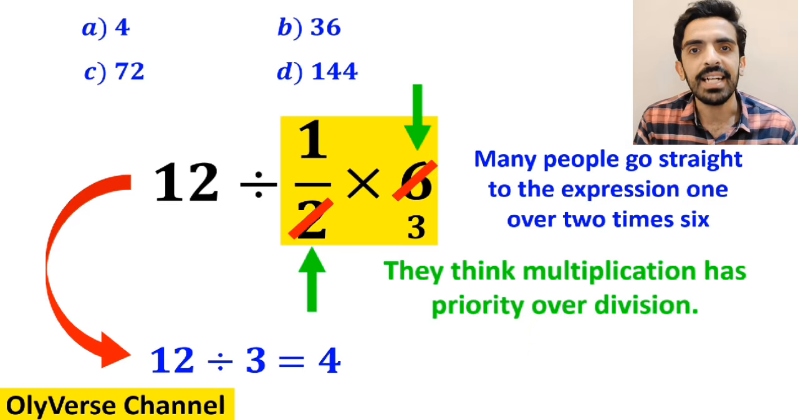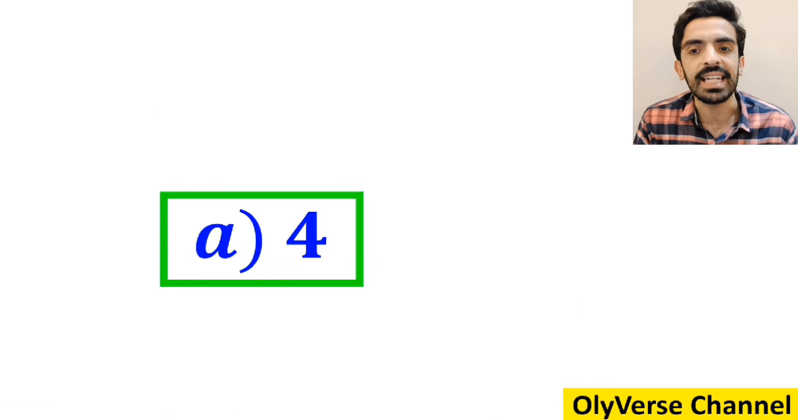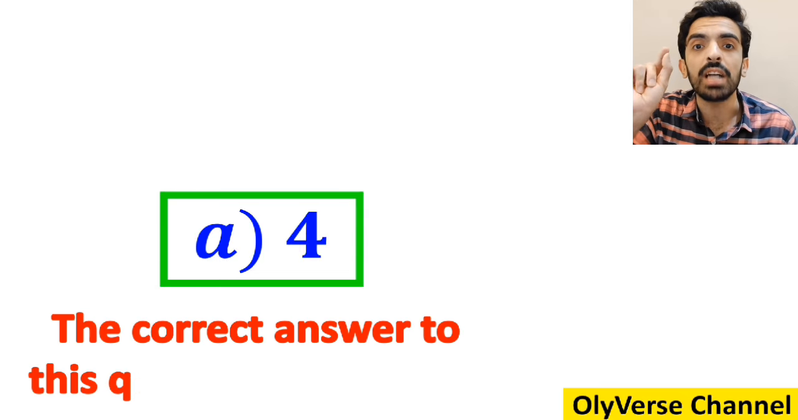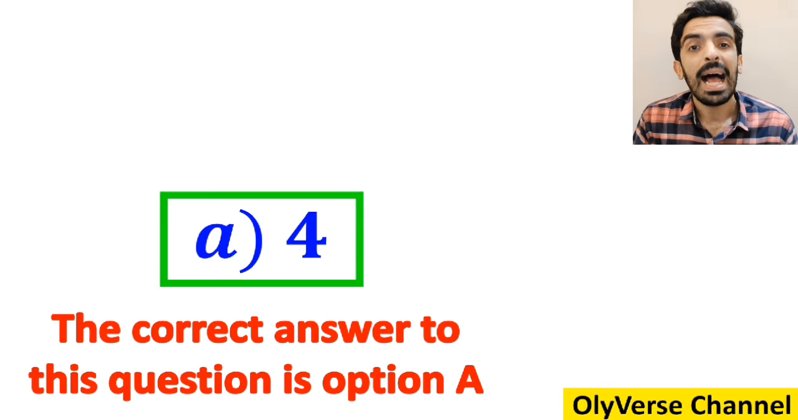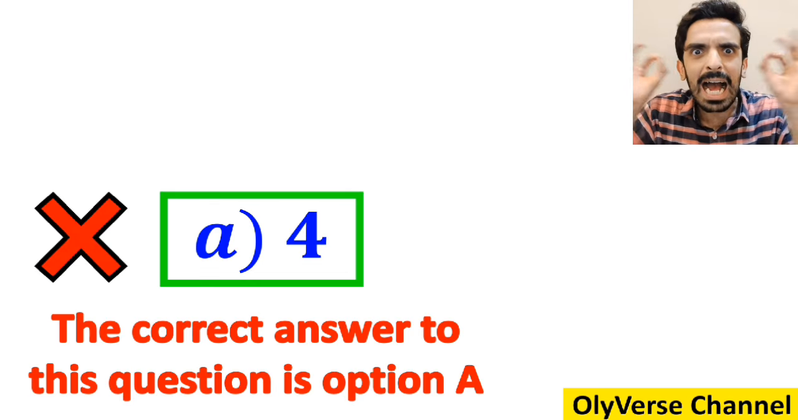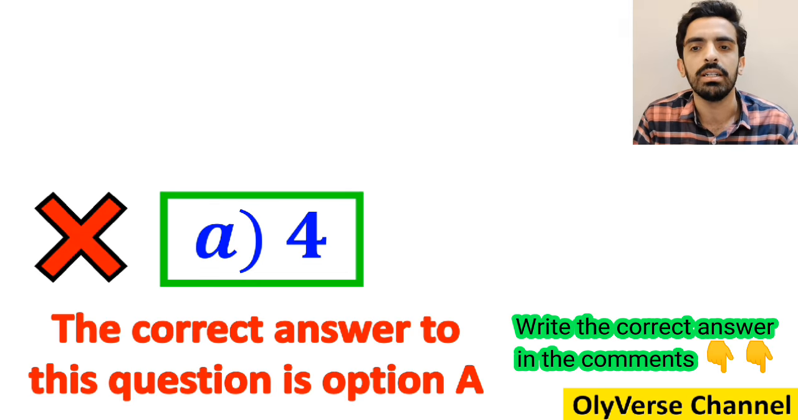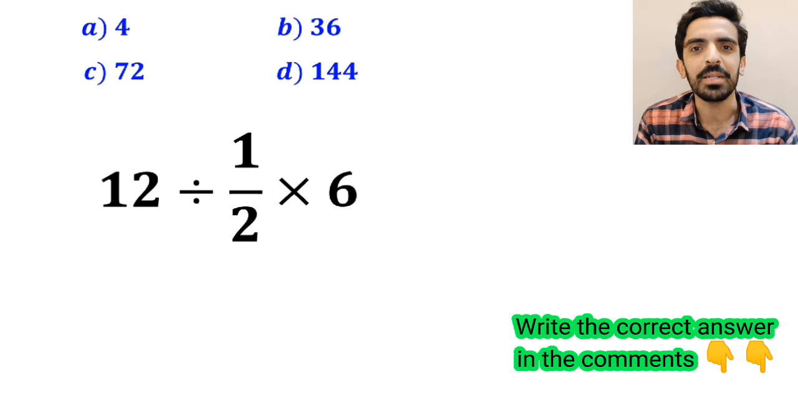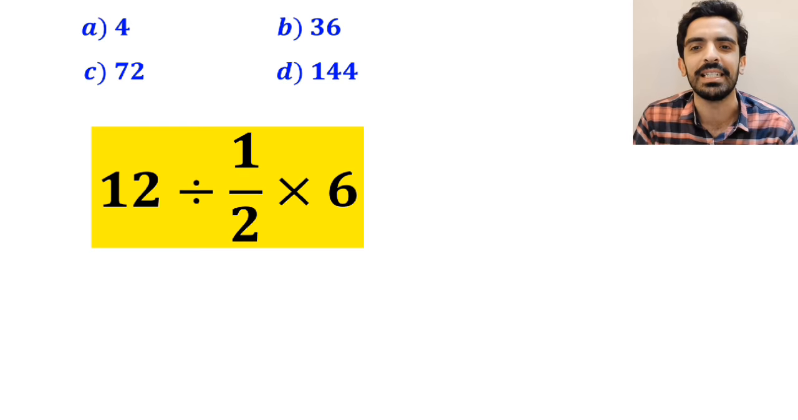Then, without any hesitation, they immediately say that the correct answer to this question is option A. However, this answer is absolutely wrong. Now let me explain step by step how to solve this expression properly.